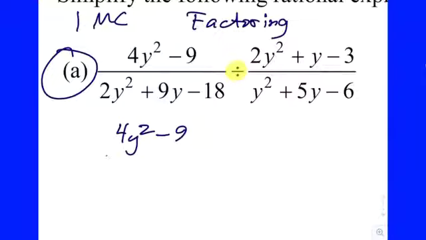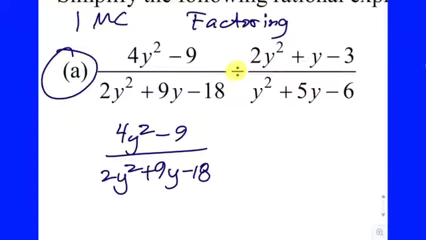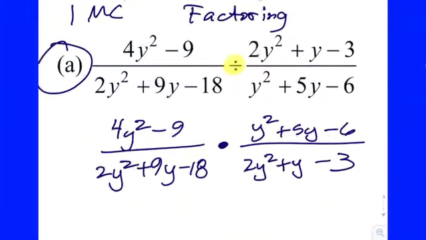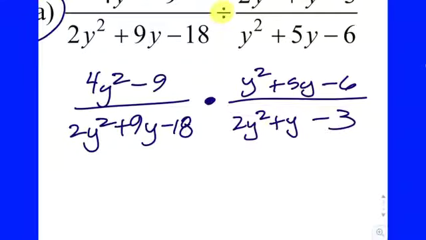4y squared minus 9 all over 2y squared plus 9y minus 18. Stay. Change the multiplication. And then we flip. So this becomes y squared plus 5y minus 6 in the top and 2y squared plus y minus 3 in the bottom. So that could be your first step. Stay, change, flip. Now that it's multiplication, we can divide out from high to low any common what? Factors. Good. Not terms, right? Not terms. Only factors. So guess what our next step is?